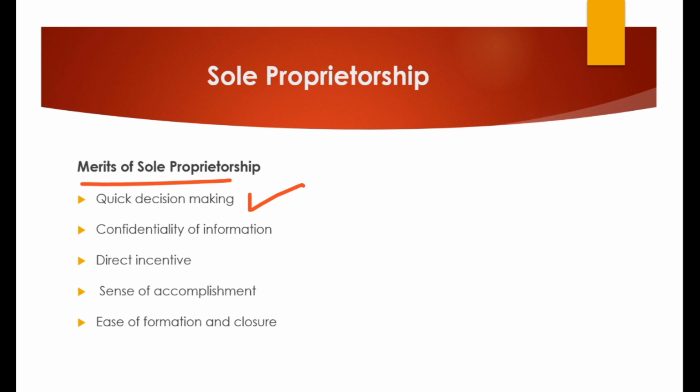Quick decision making. Yes, if in case there is any situation which requires a quick decision, then as a sole owner, as an entrepreneur, he can plan the things and take a quick decision.